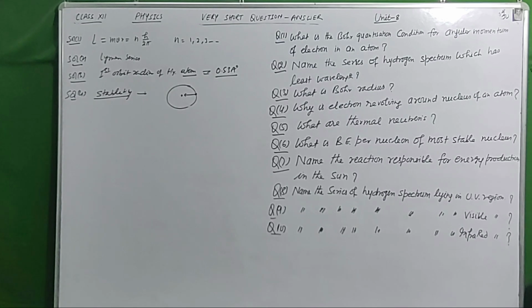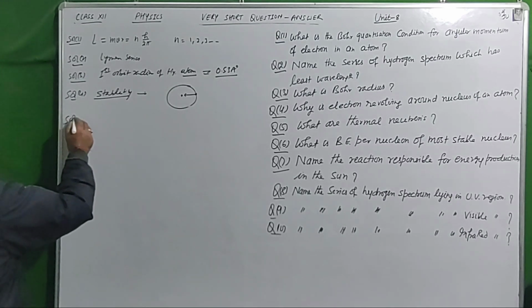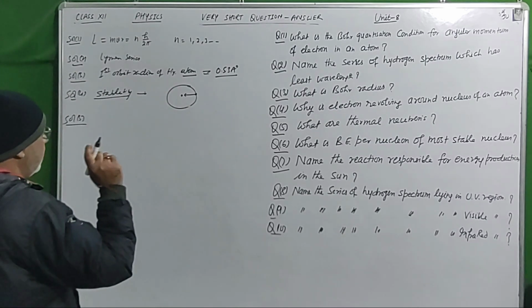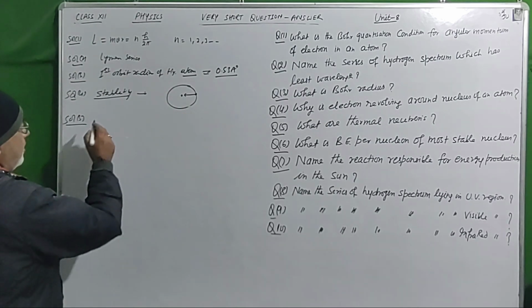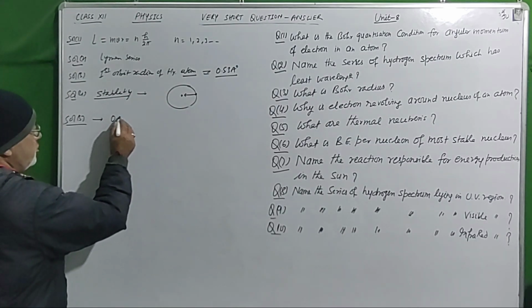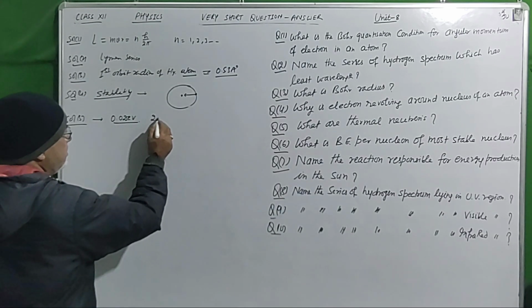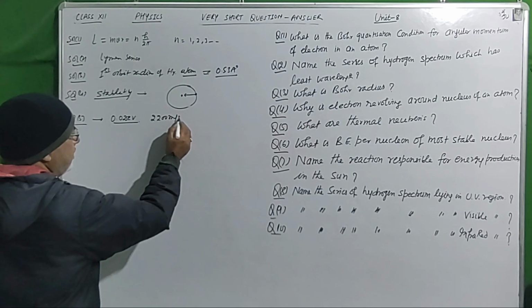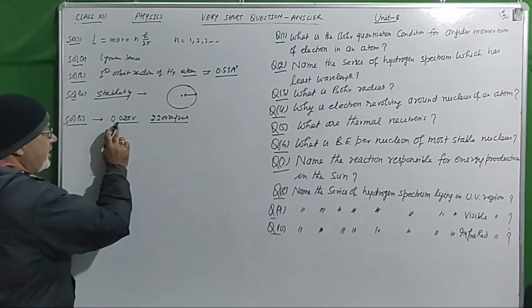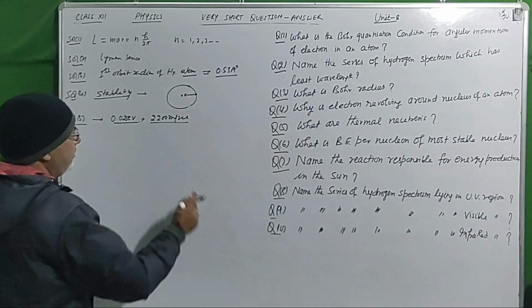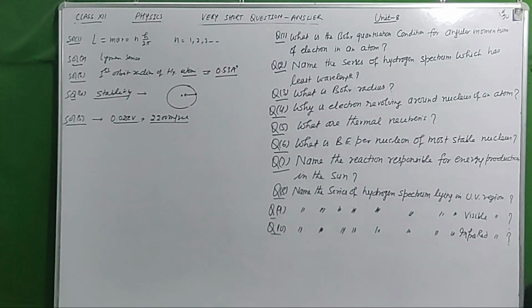What are thermal neutrons? Thermal neutrons are the neutrons which are able to initiate a nuclear fission reaction. Their energy is 0.025 electron volt and speed is 2200 meter per second. If a neutron has an energy of 0.025 electron volt and a speed of 2200 meter per second, it is called a thermal neutron.